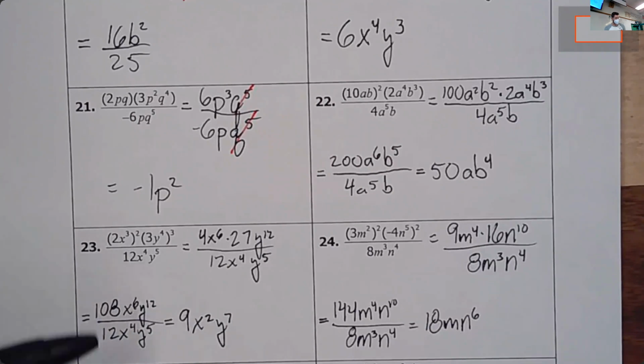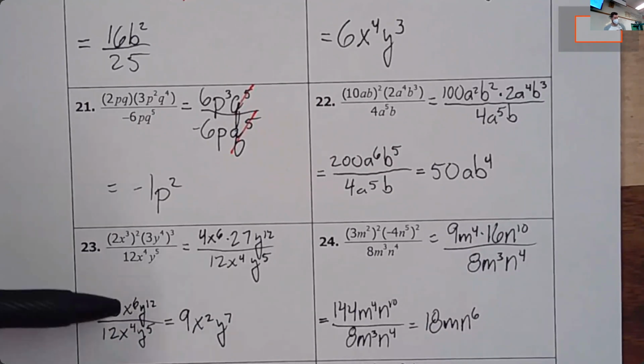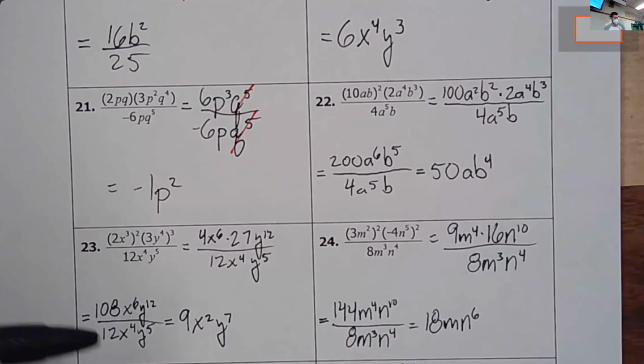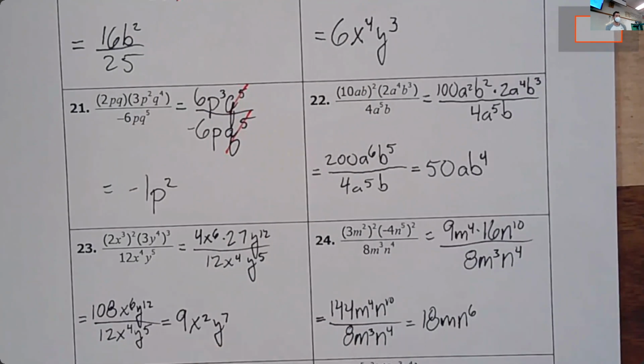So 108 divided by 12 is 9. X to the 6th divided by x to the 4th, subtract the exponents, you get x to the second power. And then y to the 12th divided by y to the 5th power, subtract those exponents, and you get y to the 7th. So 9x squared y to the 7th power for number 23. Any questions on that?